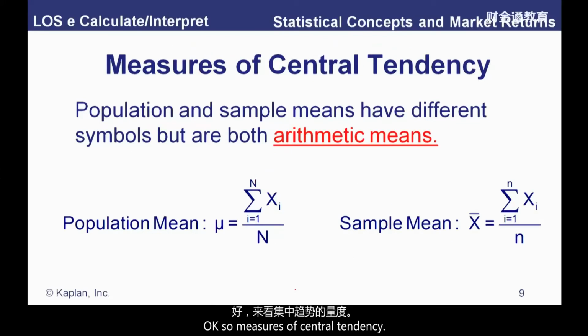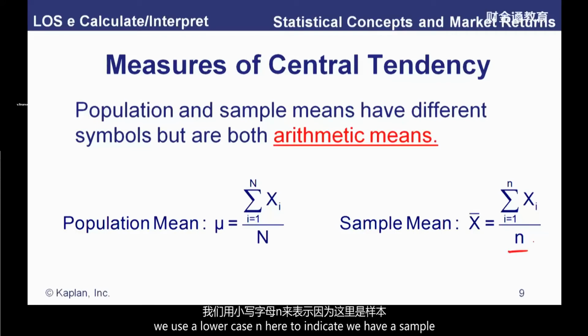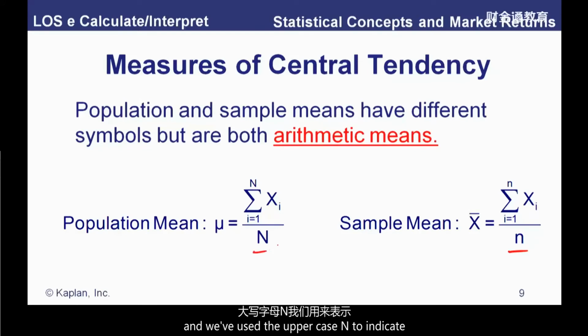Okay, some measures of central tendency. The first one and the simplest one, population mean. Add up every value and divide by N, the number of observations that you have. And we'll represent that population mean with the Greek letter mu. The sample mean, same idea. We use a lowercase n here to indicate we have a sample, and we've used the uppercase N to indicate that's how many in the whole population, all the possible outcomes.